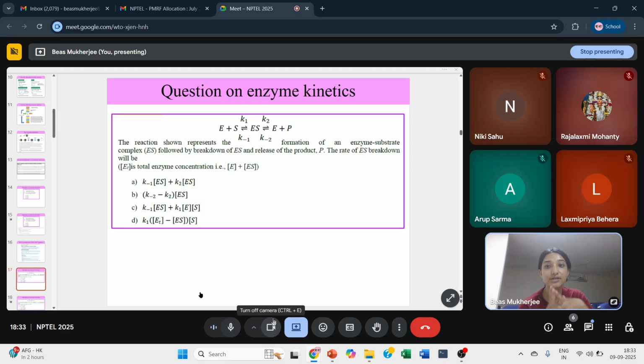Now we have another question. The reaction is represented here, and the question asks for the rate of ES breakdown. E total is the total enzyme, that means the enzyme present as free enzyme and enzyme-substrate complex. Based on this reaction, how will you represent the rate of ES breakdown?